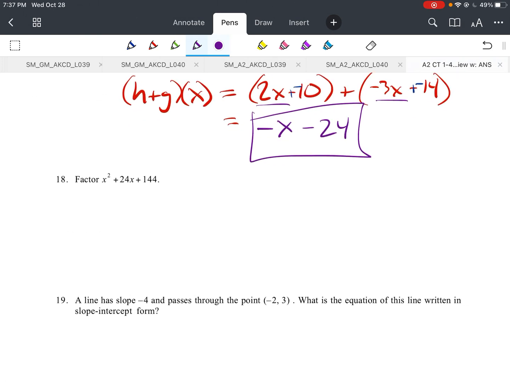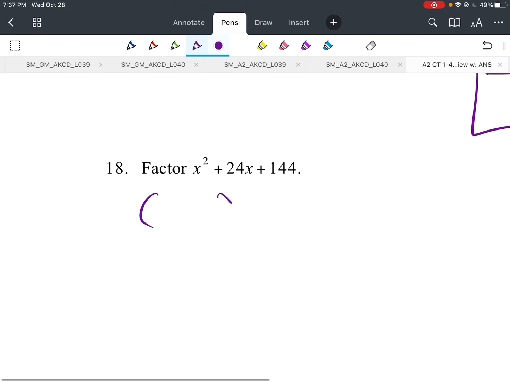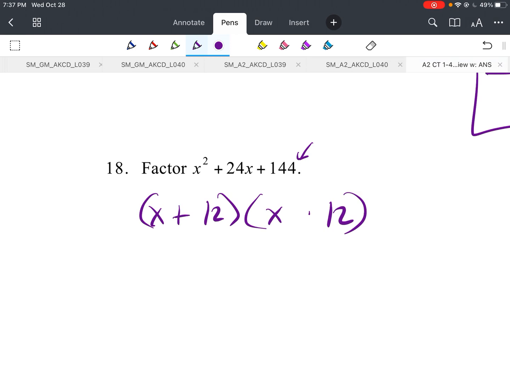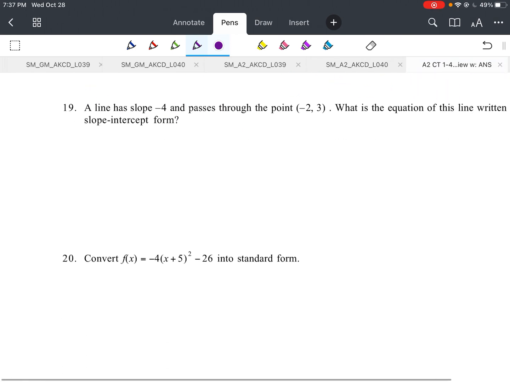All right, and while we're having fun, let's do this one real quick. Factor this bad boy. This is going to be x and x, and I got a perfect square here. Look for GCFs first, then perfect squares. So this is 12 and 12, both are plus, so this will be plus, plus, done.